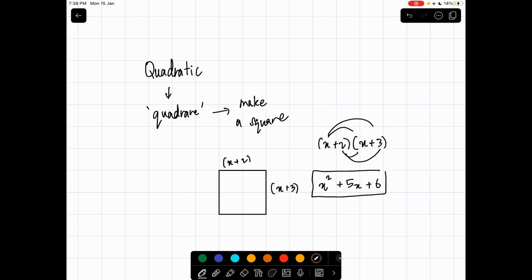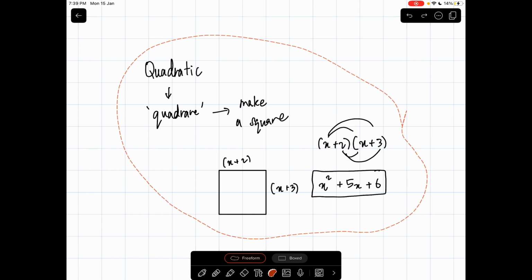This particular expression that we have right here is actually a quadratic equation. This form is known as quadratic. So this is how quadratic started and where the concept is derived from. This is something that you do not need to know to answer your exam, but just an intro so that you know what we are working with.